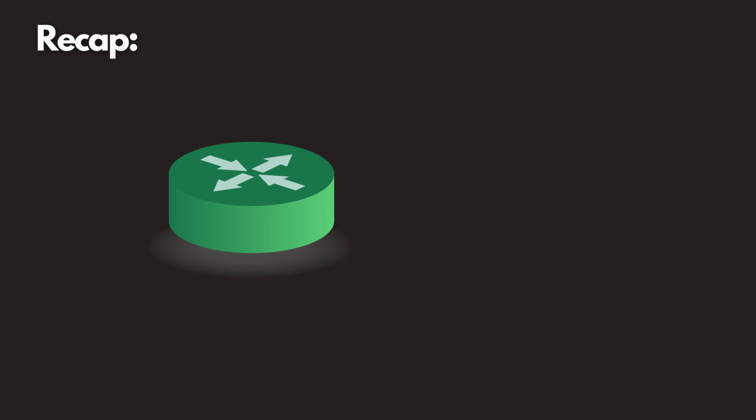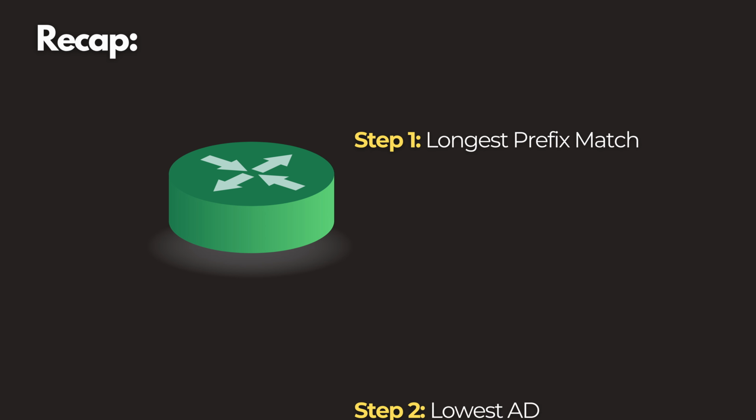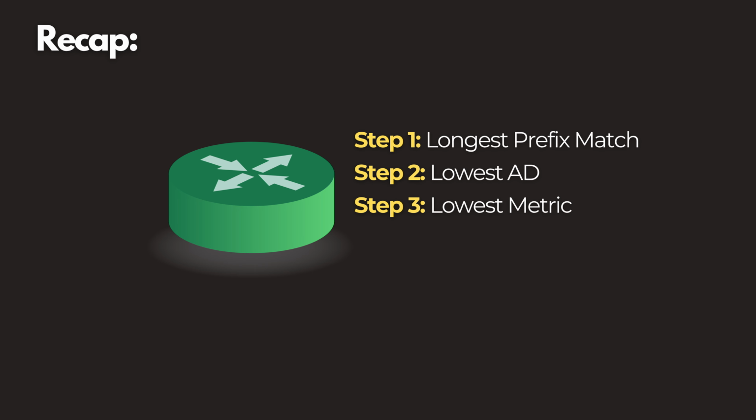So the full order is: first, the router checks for the longest prefix match. Then the lowest admin distance. Then the lowest metric. If they are all tied, the router will do ECMP. Memorize that order and you can explain any routing table you'll ever see.